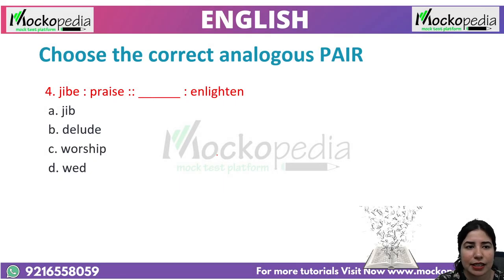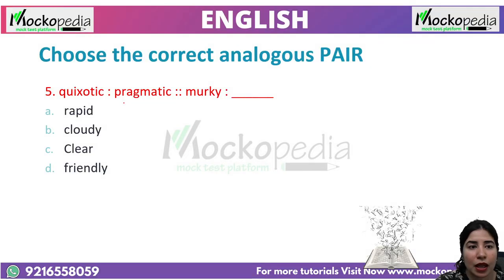Let's try this. Jibe and praise. To take a jibe is to make fun of someone or make a negative taunt. Praise would be the opposite. So enlighten is when you give someone wisdom. Delude means you are misleading someone. So we can pick B as an answer for this question. Right? That would be the closest match. Quixotic and pragmatic would be, you know, more or less like synonyms. So murky is something which is unclear. So cloudy, you're not having a good sight towards it. So B will be the answer.